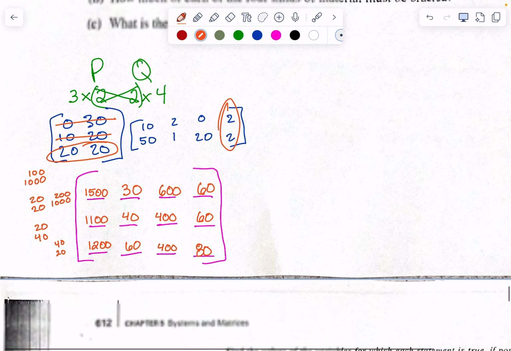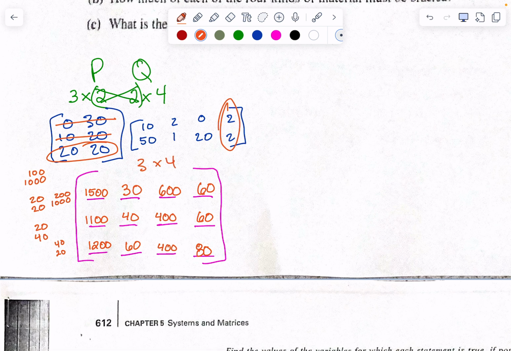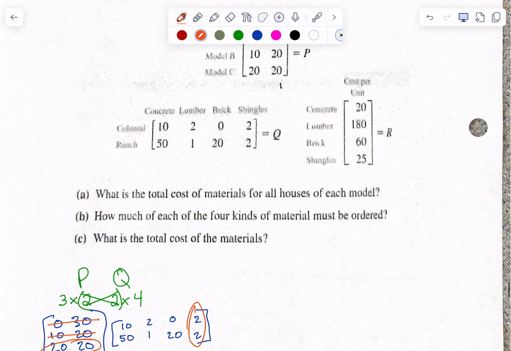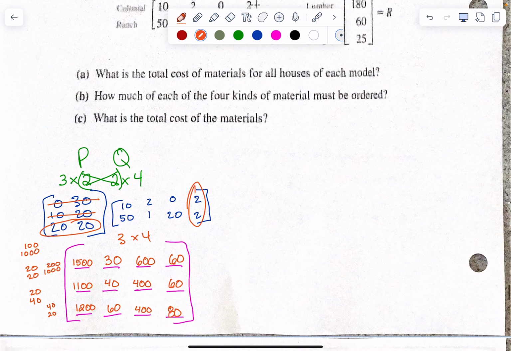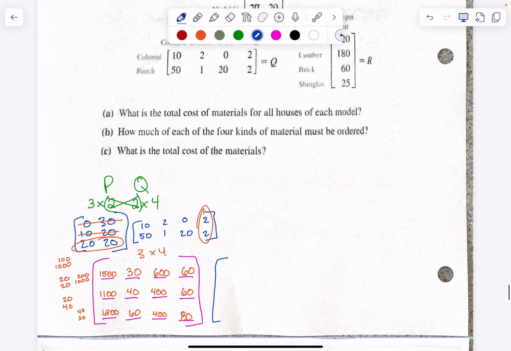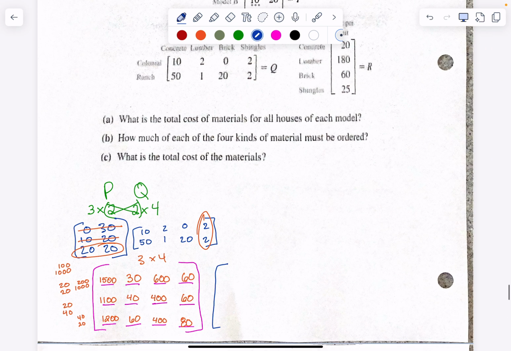Okay, this is my P and Q. Now it is a 3 by 4. Then we have to multiply it by this matrix. So I'm going to write it right next to it, a 4 by 1. So the middles cancel out. This is going to be a 3 by 1.